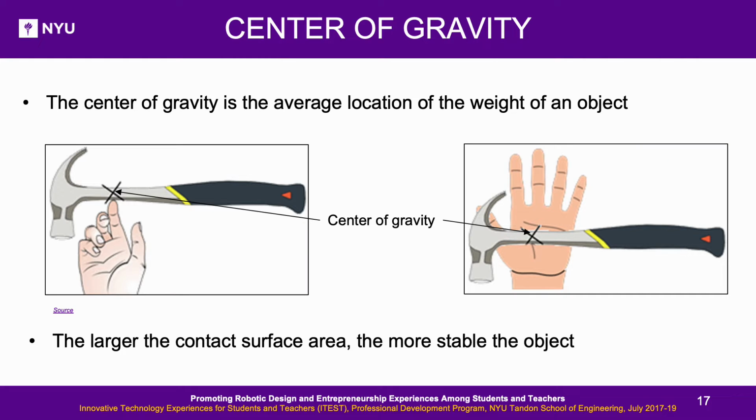Center of gravity. The center of gravity is the average location of the weight of an object. The center of gravity is at the head of the hammer due to the heavier mass at the head of the hammer.